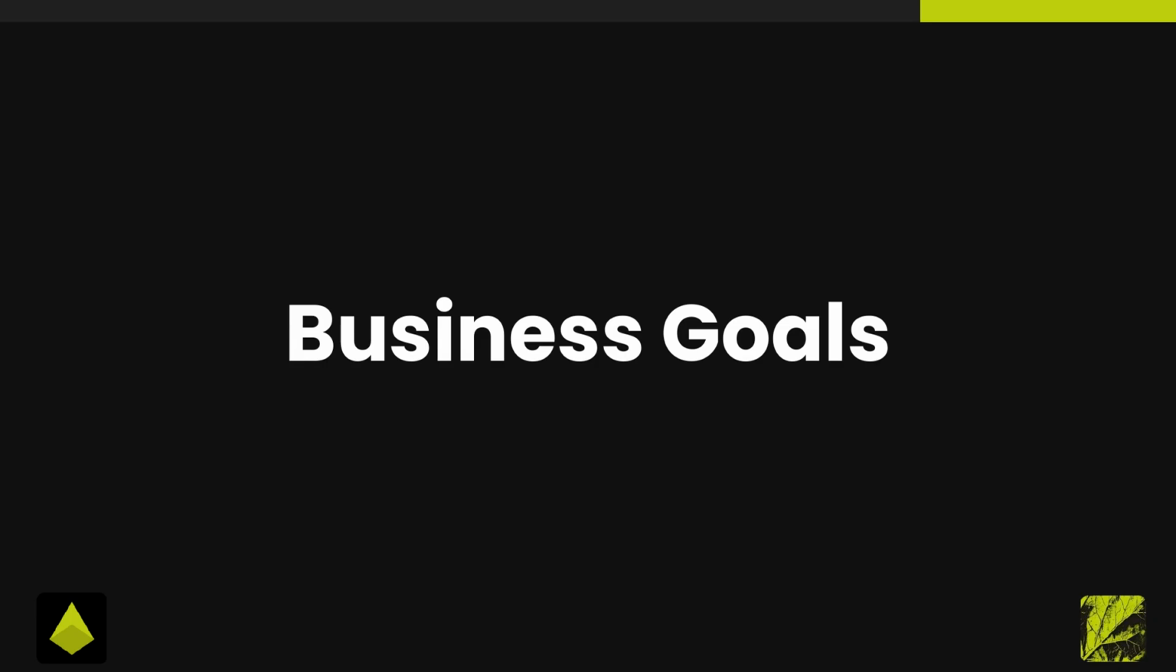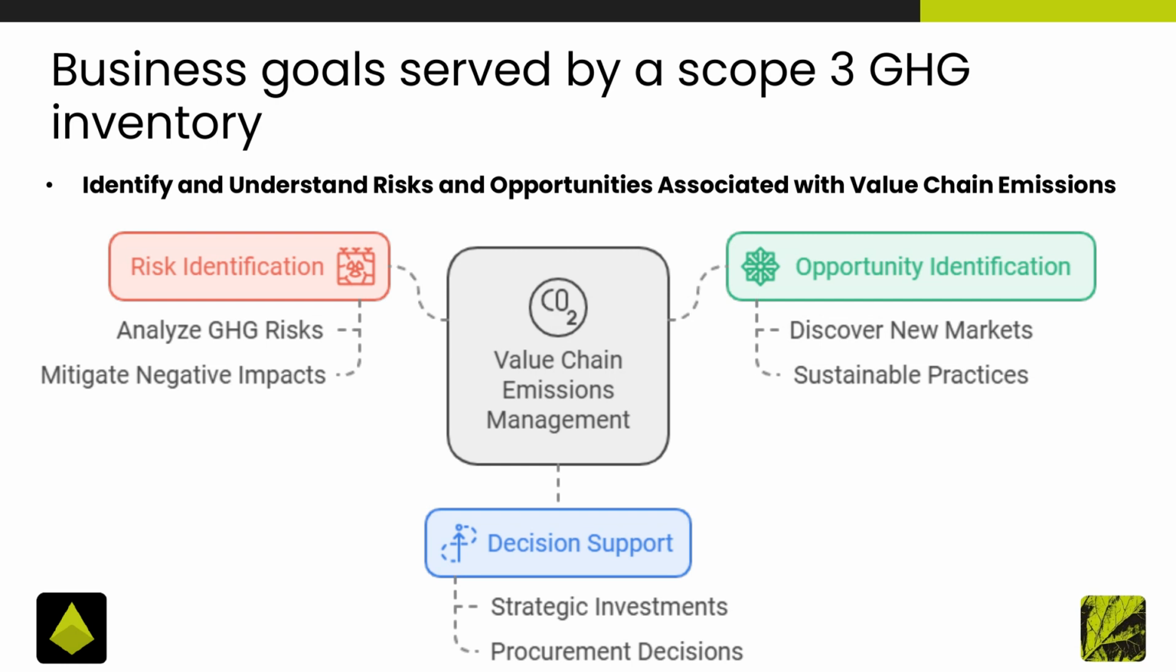Now, let's shift our focus to business goals. Understanding and managing Scope 3 emissions can drive substantial business value. It's not just about compliance, it's about identifying risks, seizing opportunities, and setting strategic priorities that align with sustainability and profitability. Addressing Scope 3 emissions serves multiple business goals. It's about mitigating risks by analyzing greenhouse gas impacts and seizing opportunities through sustainable practices and new markets. This inventory also supports strategic decisions, influencing investments and procurement to enhance overall value chain management.